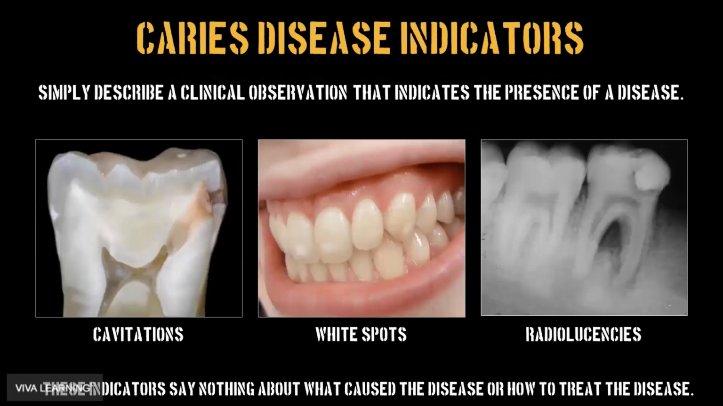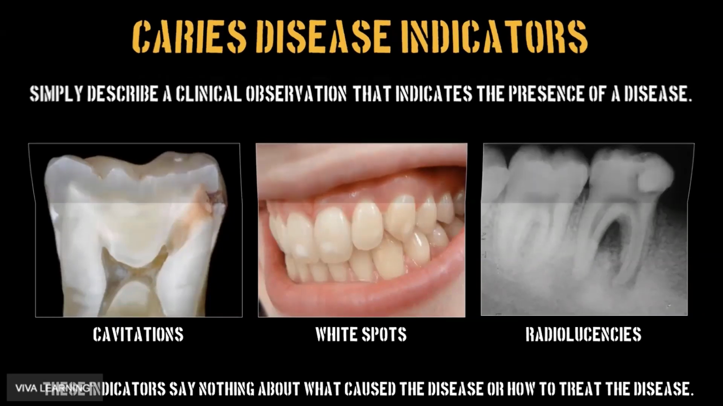There are several caries disease indicators, and these simply describe the clinical observation. They don't really say anything about why the caries happened, so I just want to make that clear. We see this all the time with cavitations, white spots, radiolucencies. These are just a few of the disease indicators.